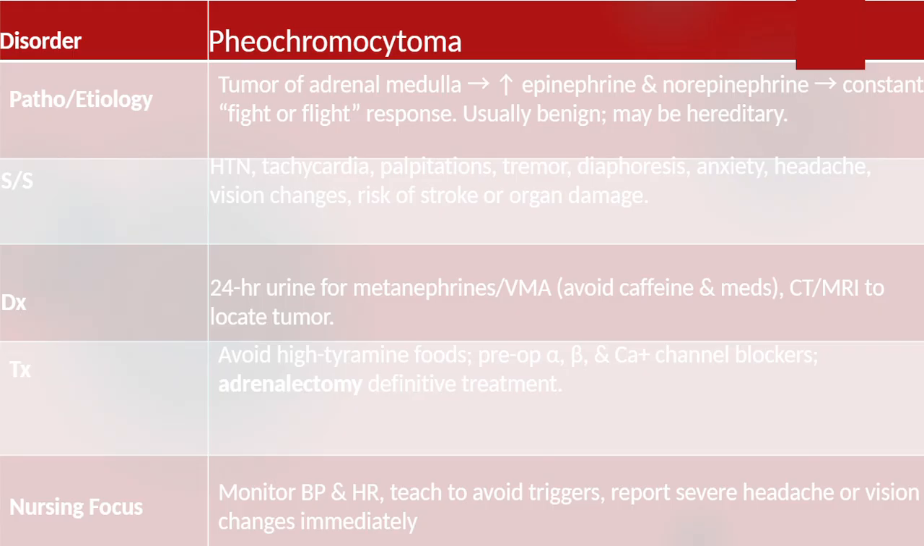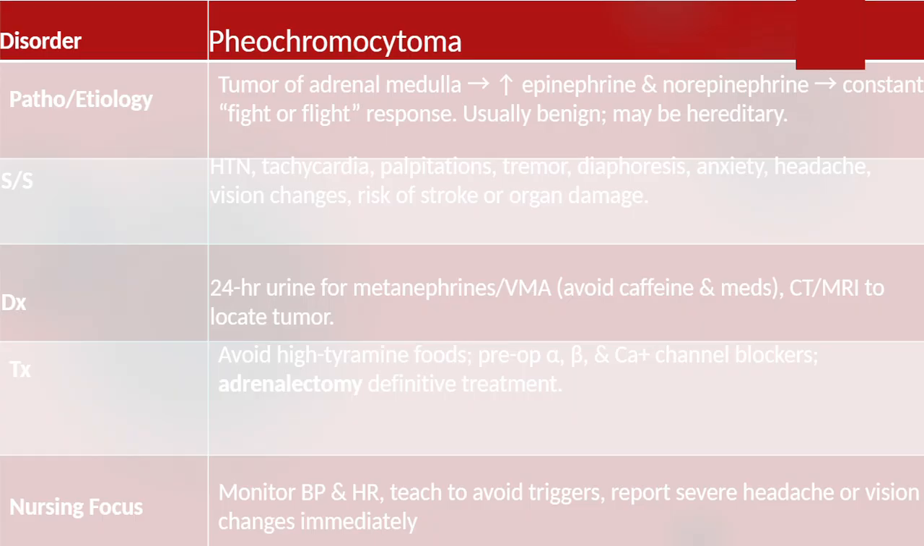Tachycardia, fast heart rate, often over 100 beats per minute. Palpitations, a pounding or racing heart sensation. Tremors and nervousness. Diaphoresis, profuse sweating. Anxiety or a sense of doom. Severe headache and vision changes. Because of these surges in catecholamines, blood pressure can spike suddenly and severely. A patient may appear flushed, anxious, and trembling. If uncontrolled, this can lead to stroke, seizures, psychosis, or heart attack.